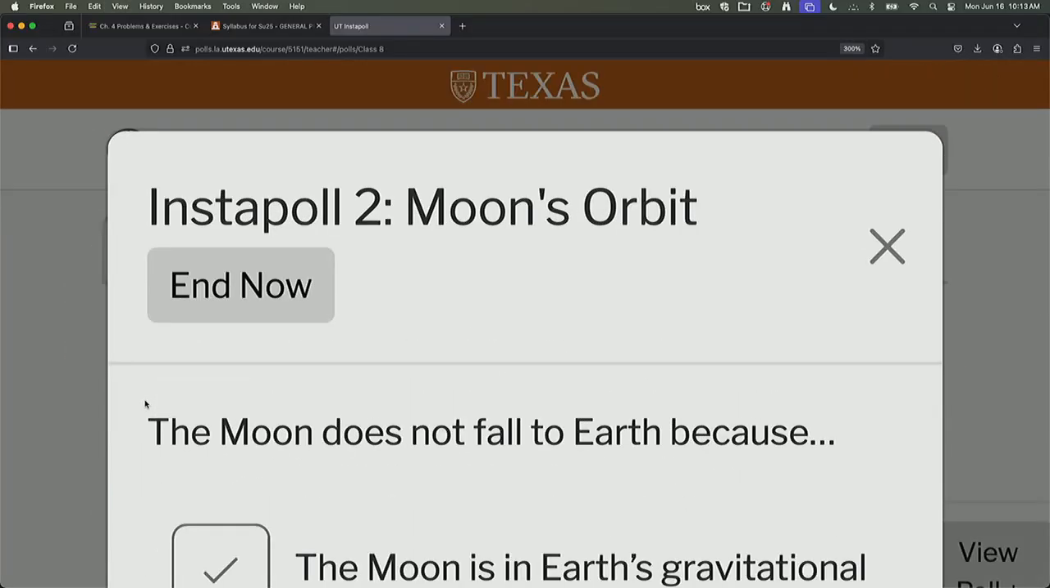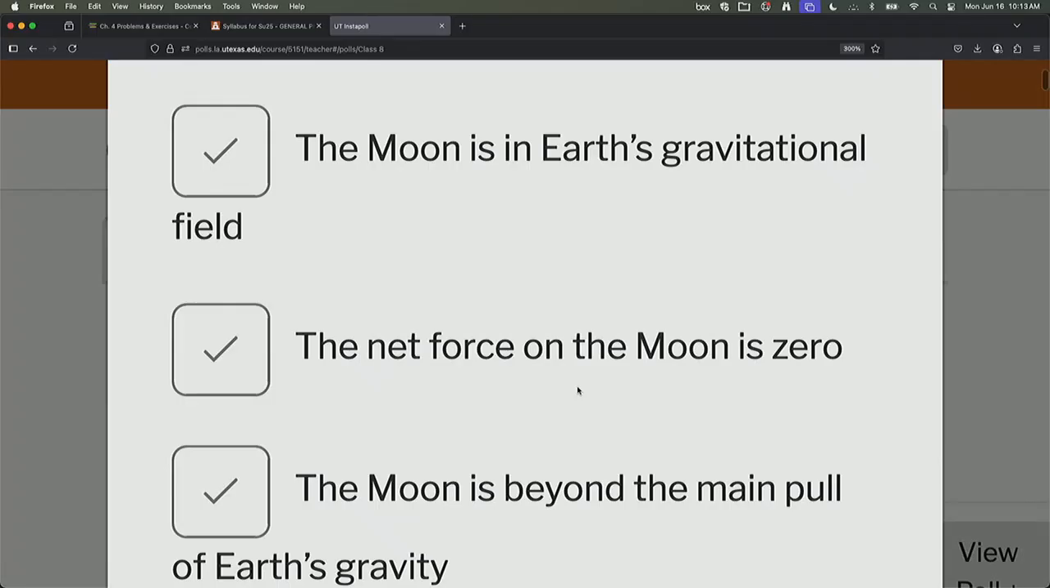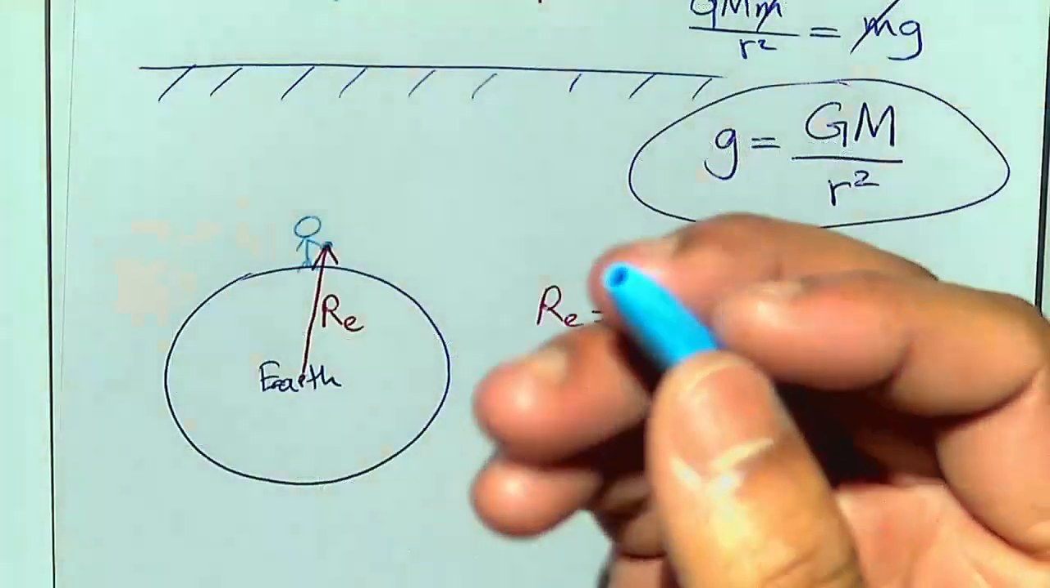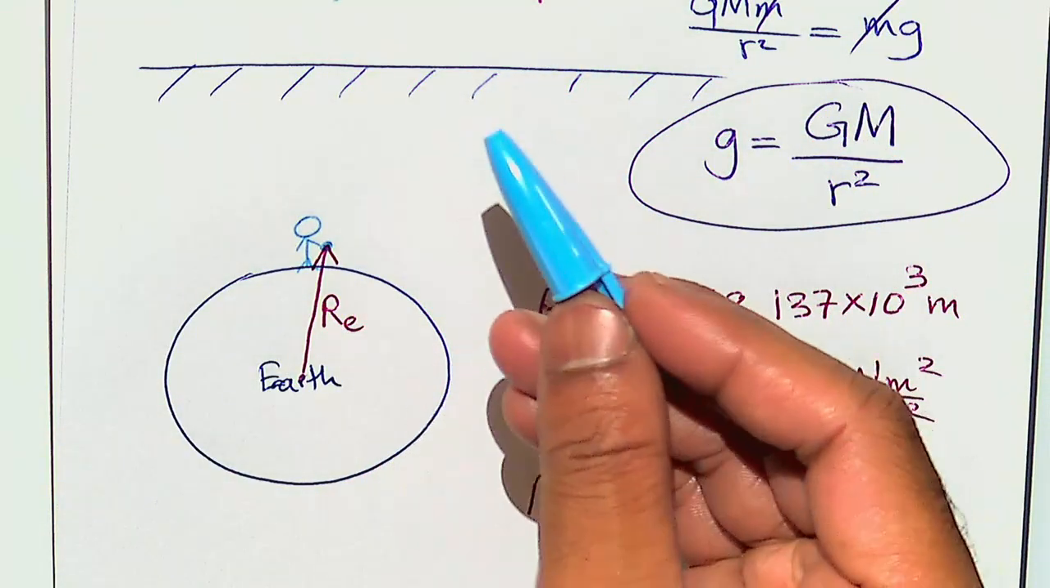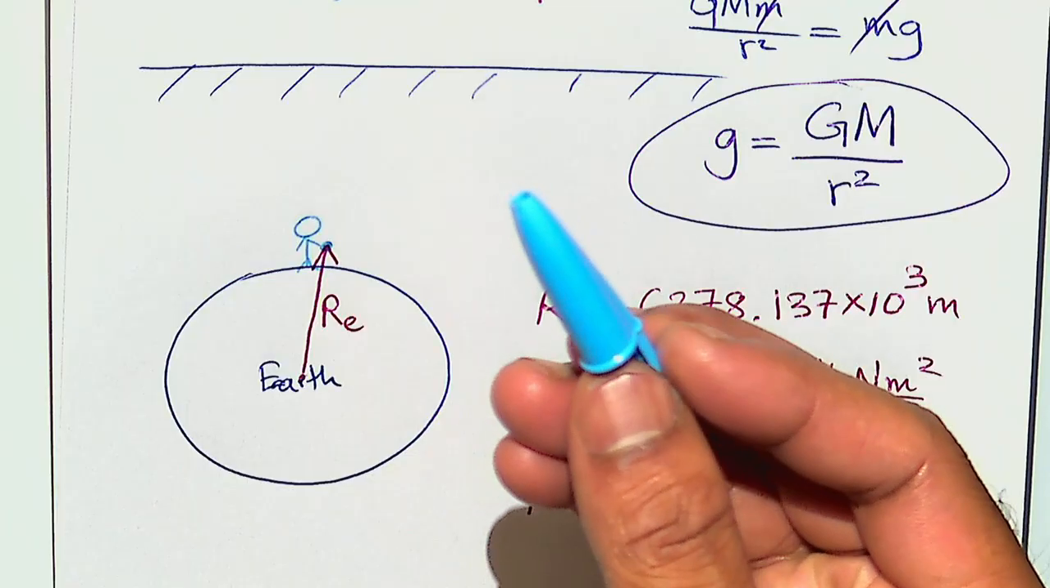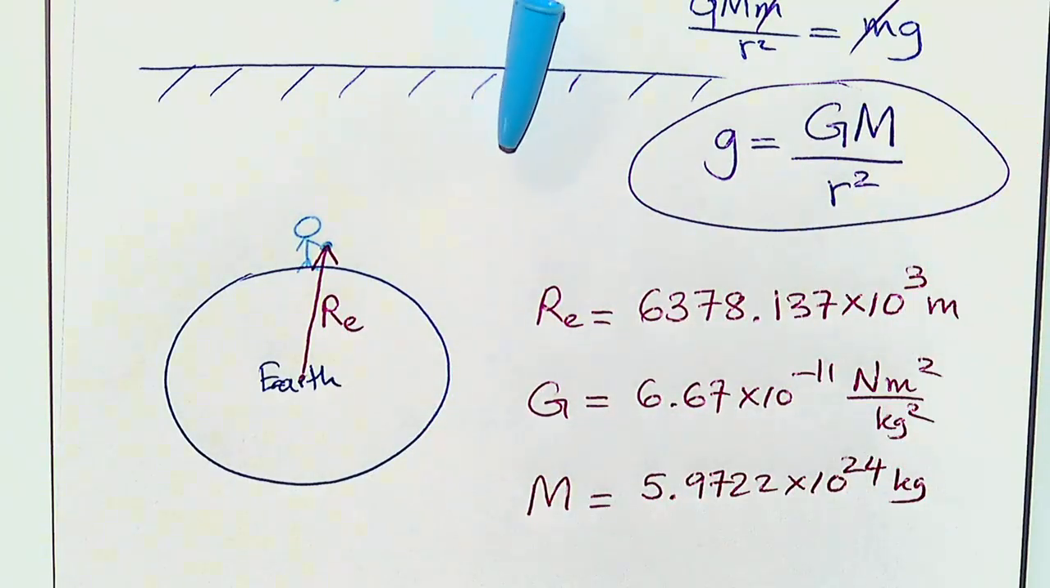The Moon does not fall to the Earth because the Moon is in the gravitational field of the Earth. Is that the reason why the Moon does not fall to the Earth? Think about what if I hold up an object. Let's switch to the camera here. So here's my paperclip. If I'm holding up my object, this paperclip is in the gravitational field of the Earth, right? But if I let go, it falls to the Earth.